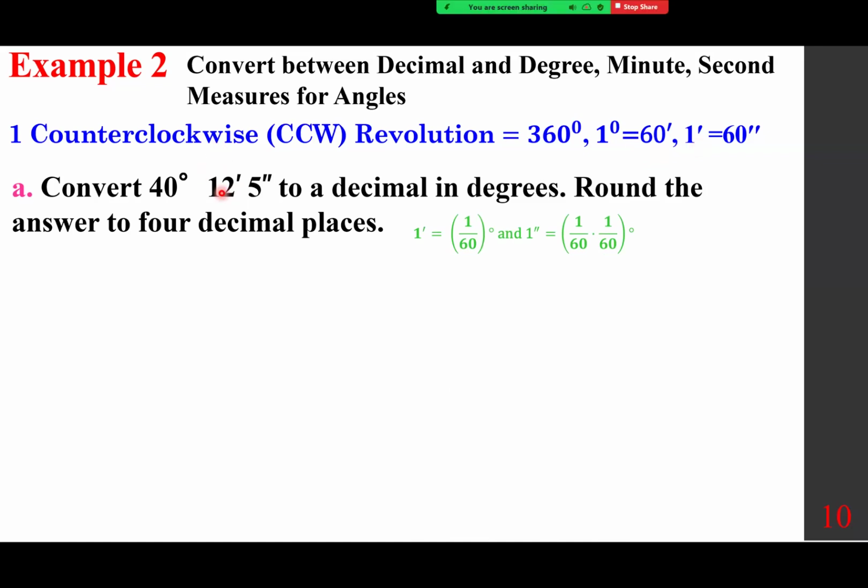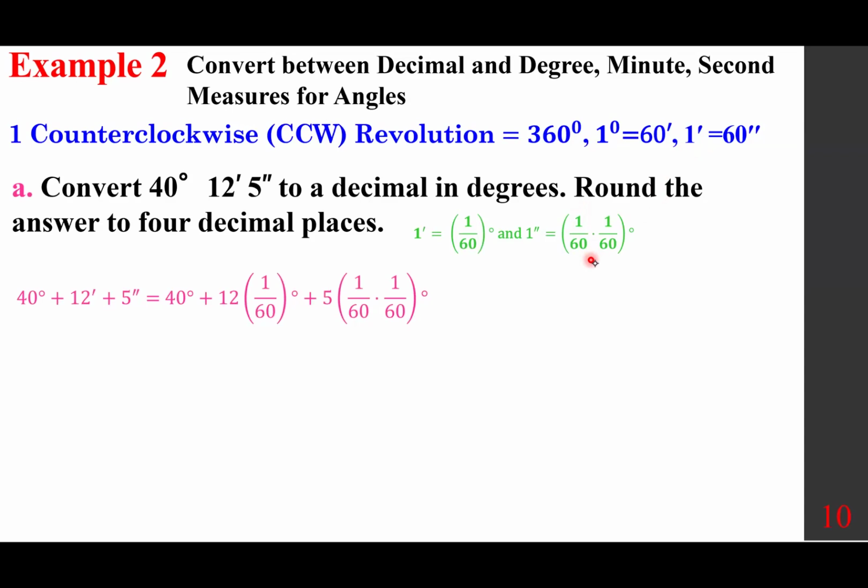So 40 plus 12 times 1/60, because each minute is 1/60 degrees, plus 5 times 1/60 times 1/60, which is 1/3600. 1 second is 1/3600 degrees. So it's pretty straightforward. I hope everybody is fine with that.